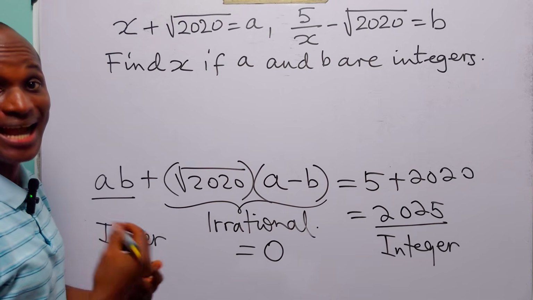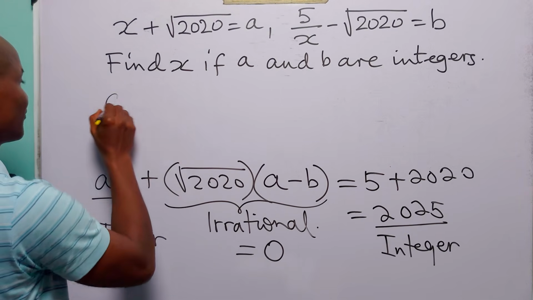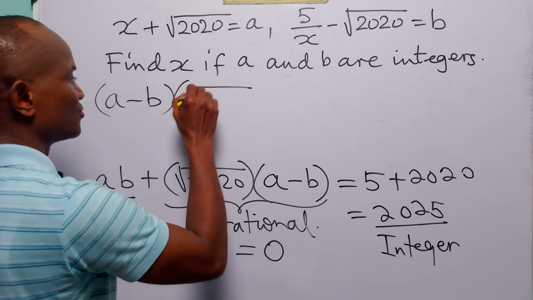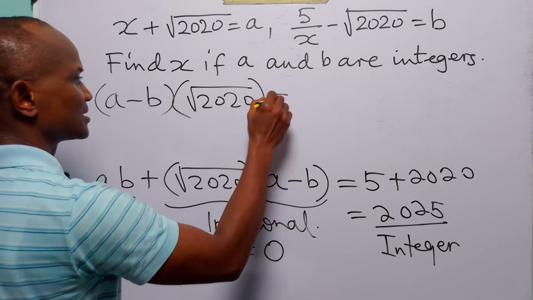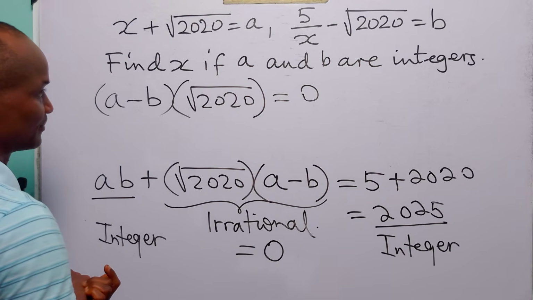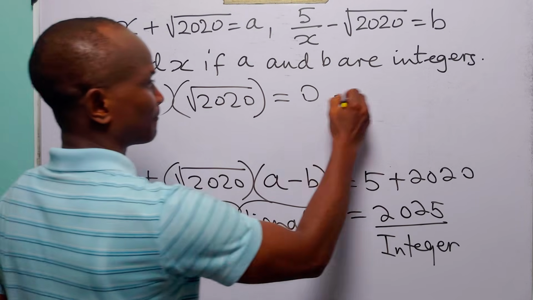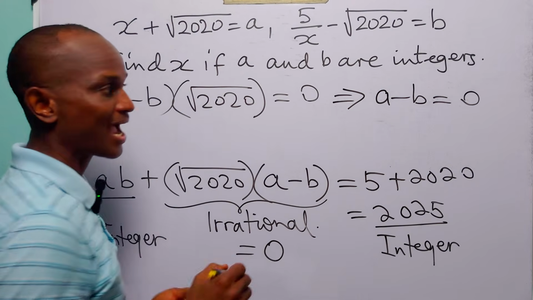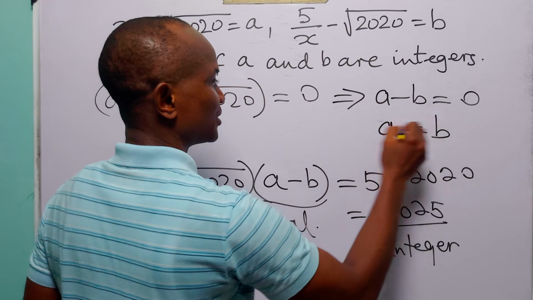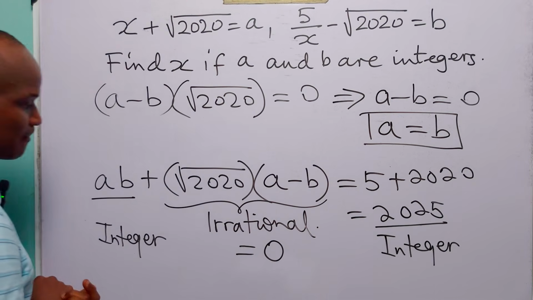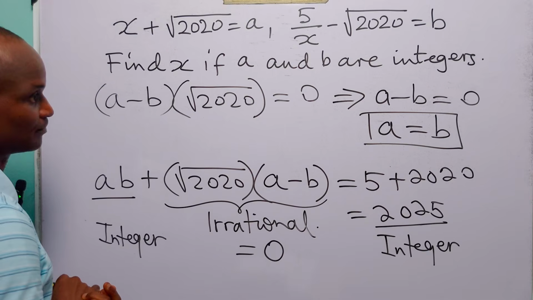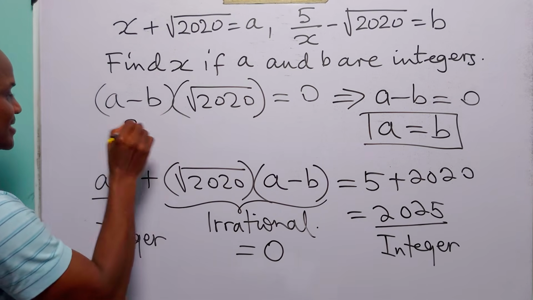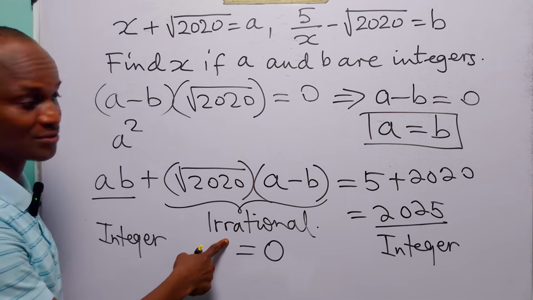So, since a and b are integers, we have that a minus b multiplied by root 2020 must be equal to 0. And of course, from here, we have that a minus b must be equal to 0, and hence a must be equal to b. Now we come back to this equation. Since a is equal to b, then we can write this as a squared. Of course, this is equal to 0.